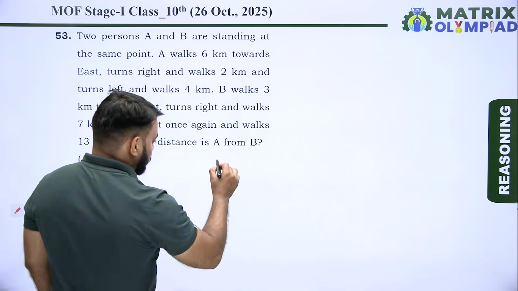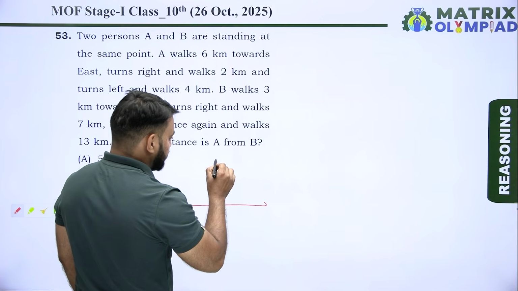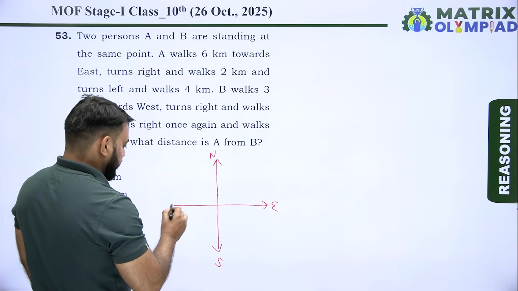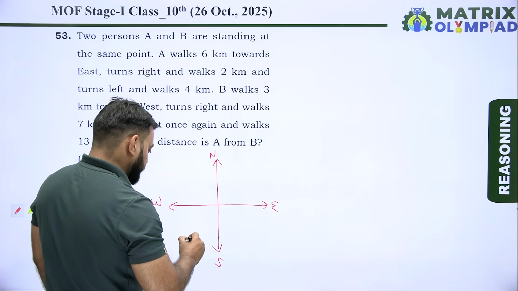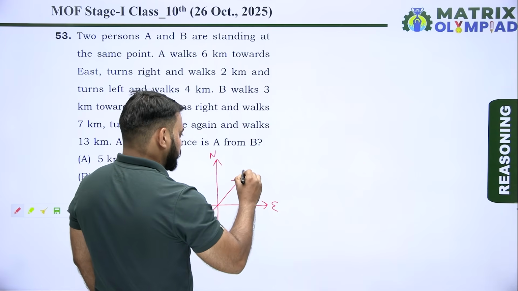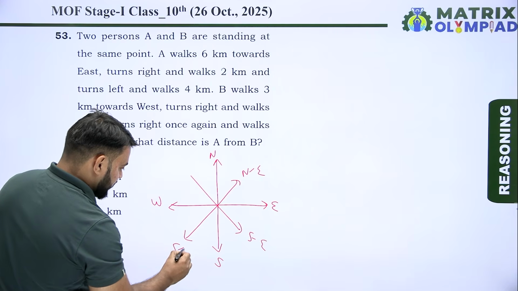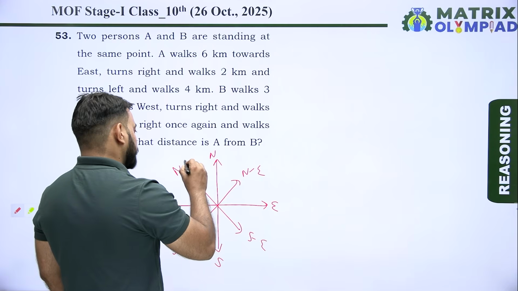Before starting this question, we should note that there are 4 types of main direction. This is north, this is east, this is south, and this is west. And there are 4 types of cardinal direction. This is northeast, this is southeast, this is southwest, and this is northwest.